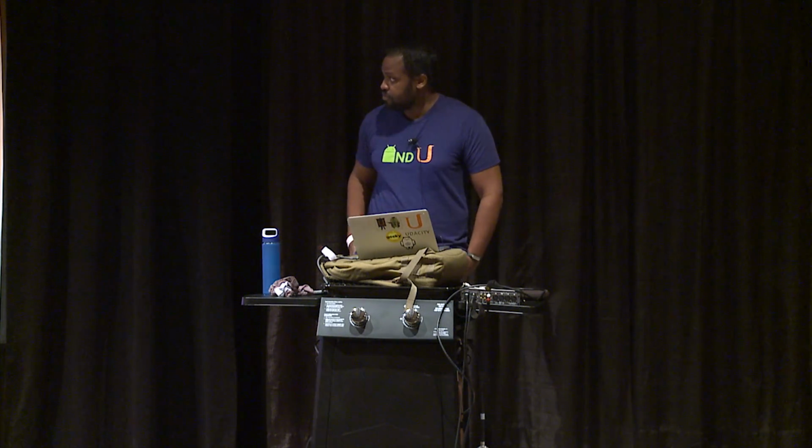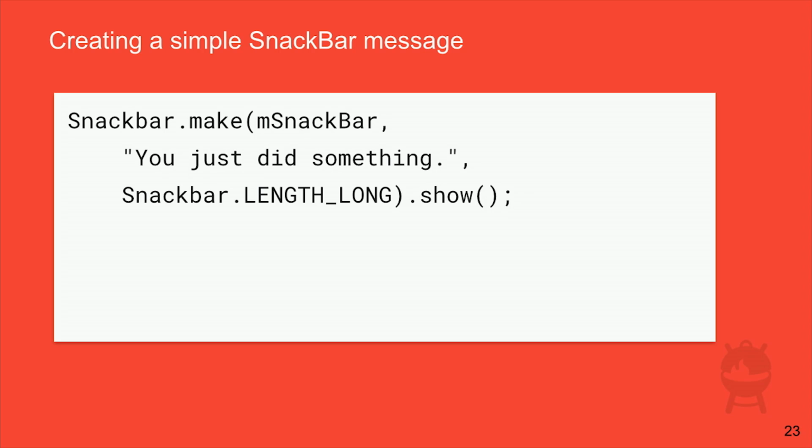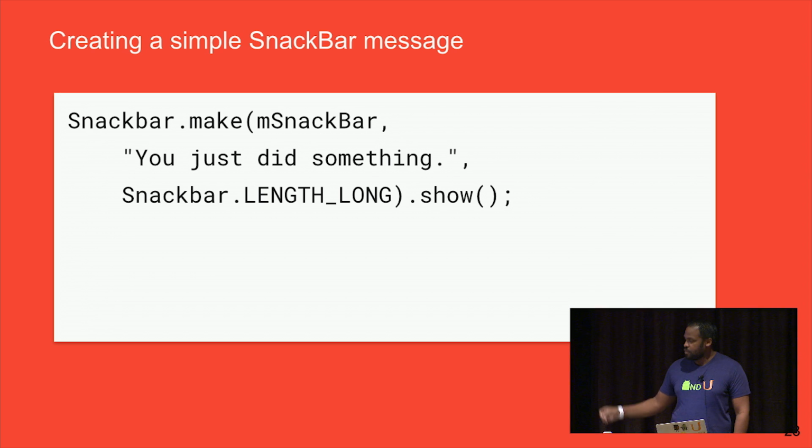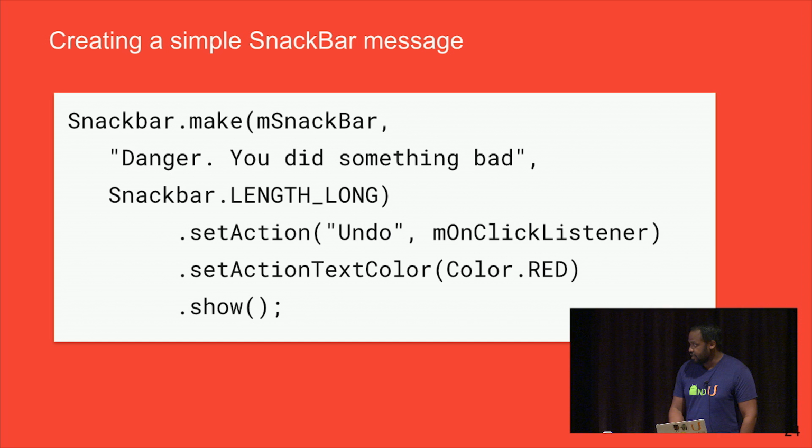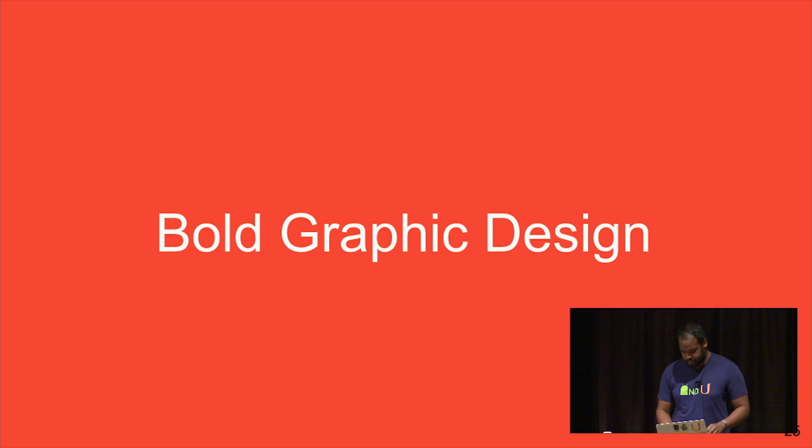The way that you make a snack bar is similar to a toast message. Before this, you will have done a get view by ID for your snack bar, or if you're using Butter Knife or something like that, somehow to get the widget for your snack bar. You call make with your message and then the duration of how long you want it to show, and then show. If you want to add an action to that, you would add the function called set action with an on-click listener and a color for that text to show up.